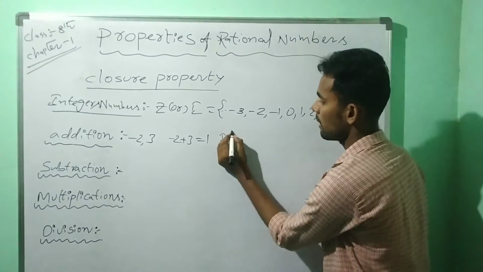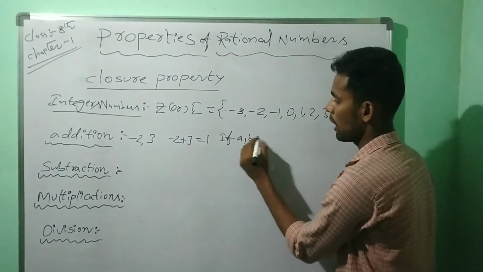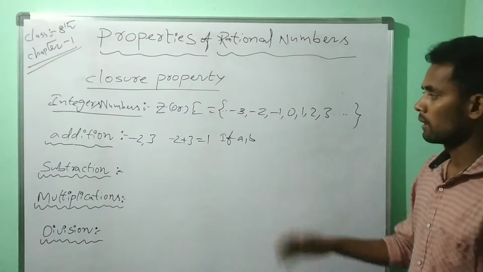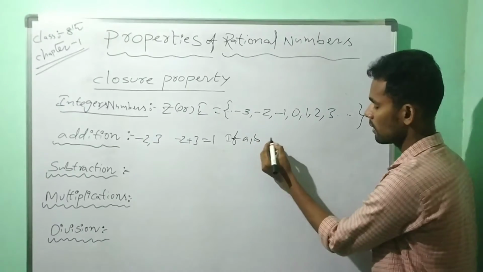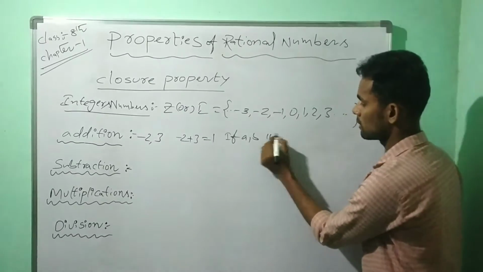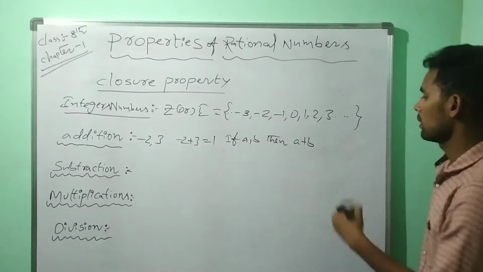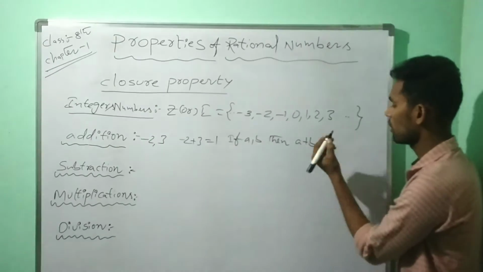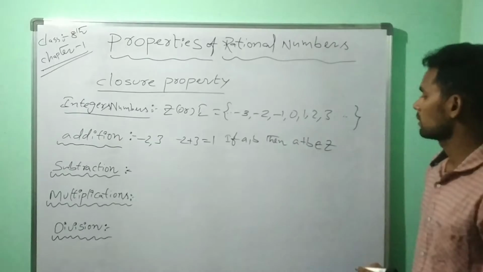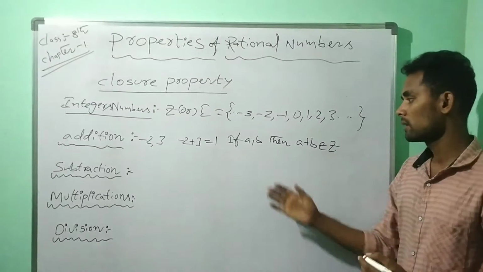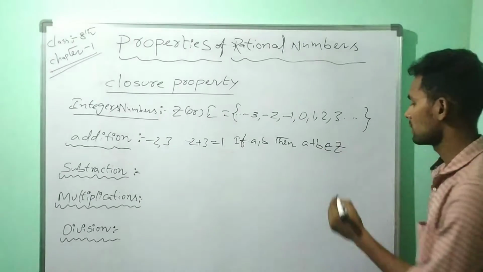If A and B are any two integers, then the sum A plus B is also an integer. So integers are closed under addition.